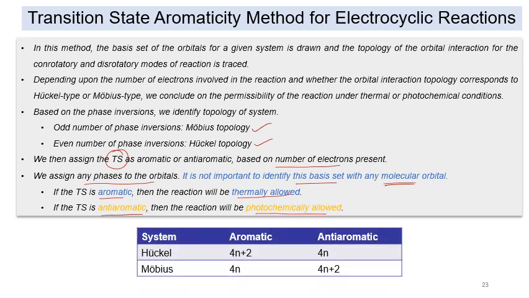Therefore, in the Huckel type of system, the aromaticity will be defined for 4n plus 2 systems, whereas it will be anti-aromatic for 4n systems. In the Mobius system, it will be aromatic for 4n and anti-aromatic for the 4n plus 2 type of system. What is important is that we identify the topology. In the Mobius topology, you will have an odd number of phase inversions, whereas in the Huckel type of system, you will have an even number of phase inversions. Let us see what this means.